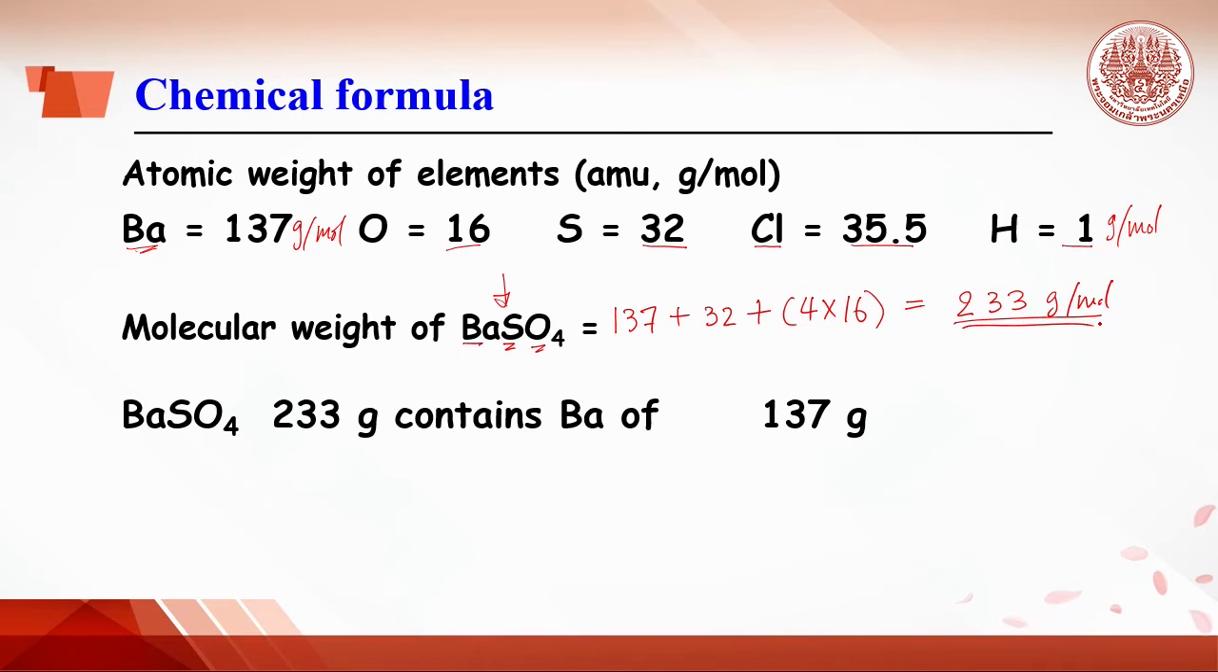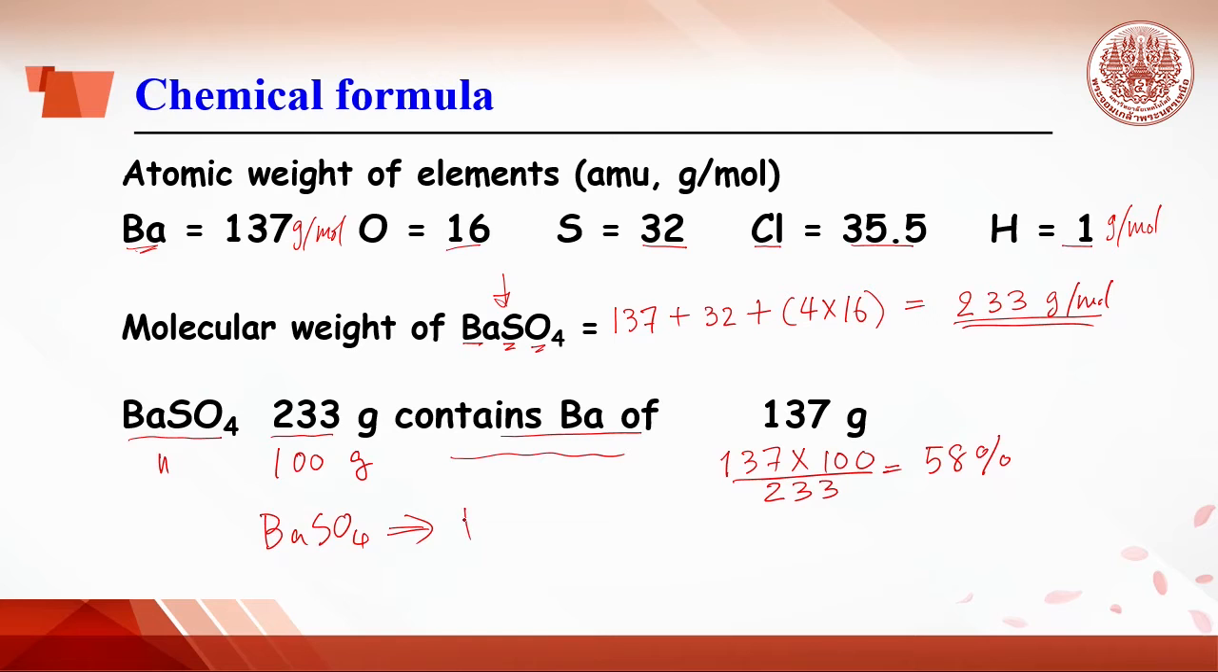It means that if we weigh barium sulfate of 233 grams, it will contain barium of 137 grams. So we extrapolate to 100 grams, it will have barium of 137 times 100 divided by 233, which is equal to about 58%. It means that barium sulfate contains barium at about 58%.